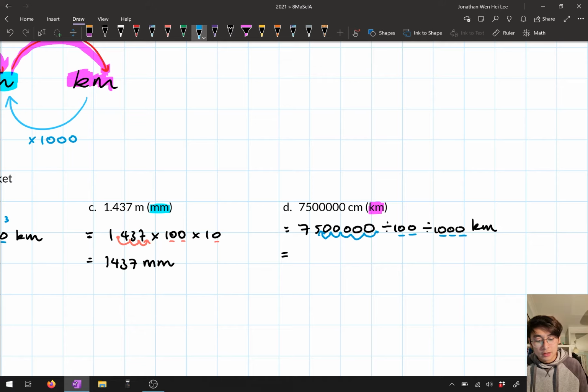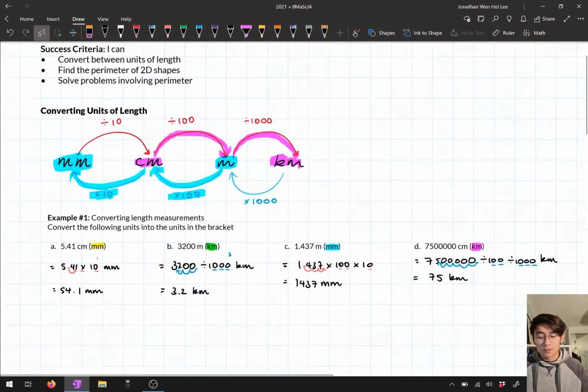And so here, this one, we're going to get 1, 2, 3, 4, 5. Yep, that's correct. 75 kilometers. Okay, so that's how we convert between units of measurement.